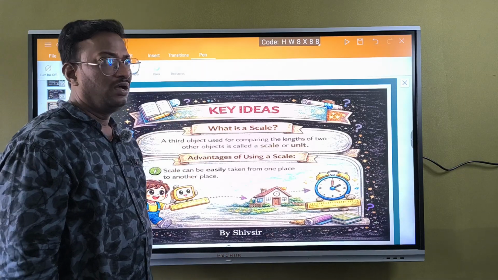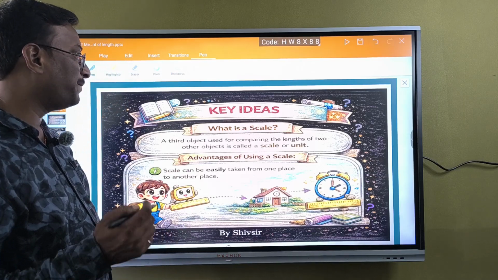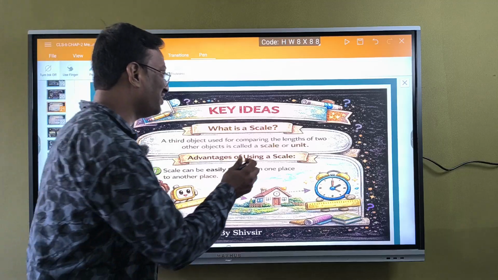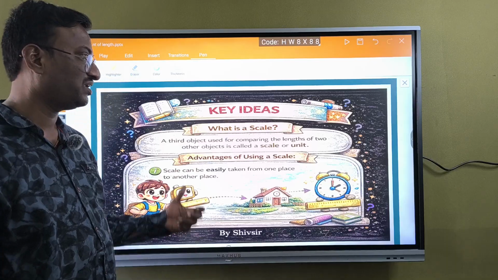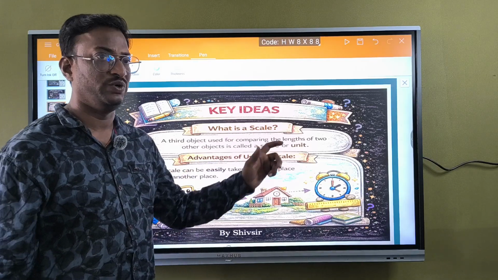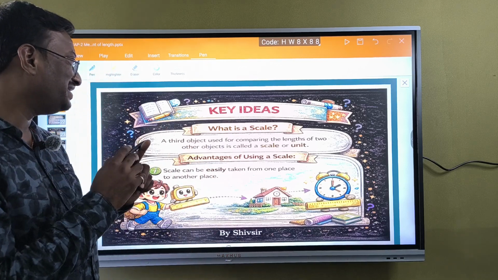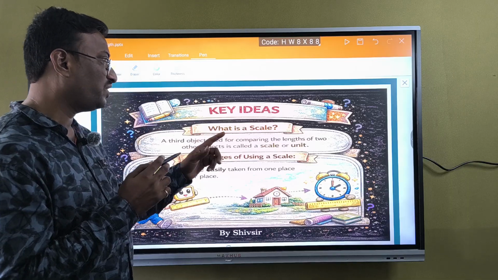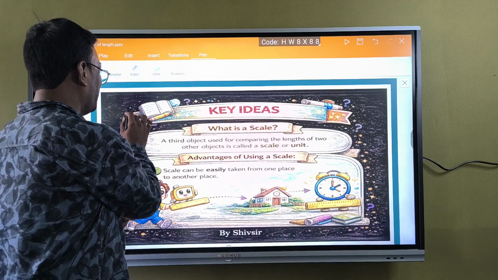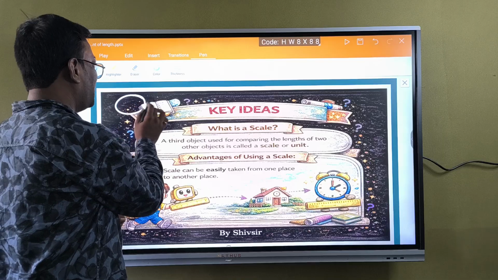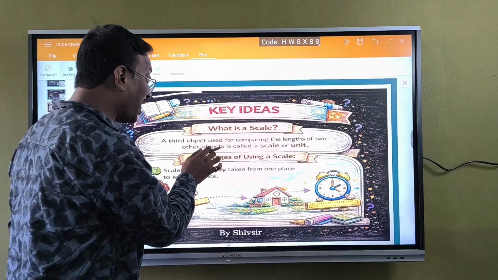Next, key ideas. What is a scale? A third object used to compare the lengths of two other objects is called a scale. See how beautiful the definition is. We have a definition even for scale or unit. Suppose it is 1 meter. A 1 meter scale is a third object used to compare the lengths of two other objects.